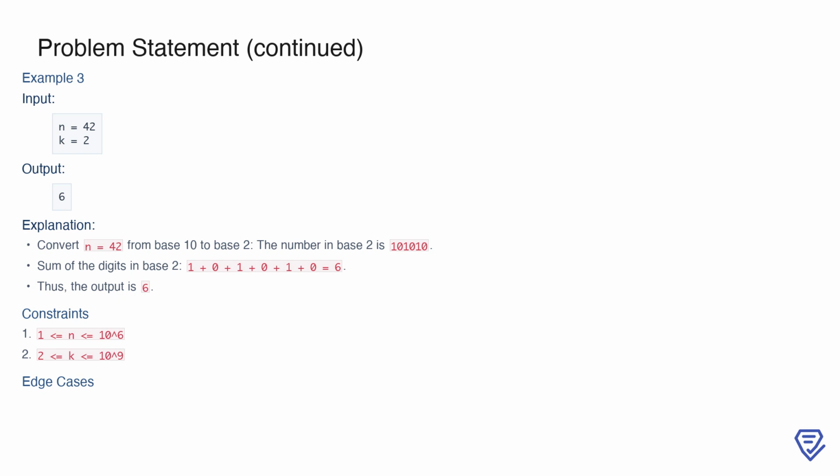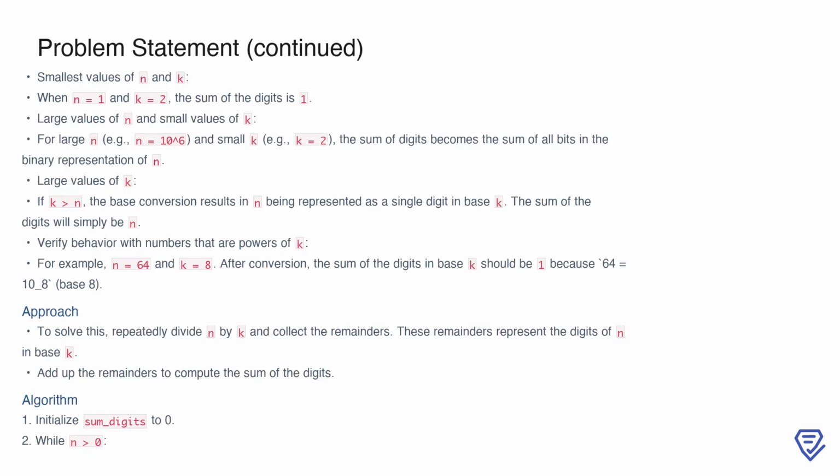Additionally, it's important to note some constraints for this problem. The value of n can range from 1 to 1 million, and the value of k, the base, can range from 2 to 1 billion. These constraints help us understand the size of the input and the range of possible solutions. Edge cases, such as very small or very large values of n or k, should also be considered to ensure the solution works for all scenarios. Considering edge cases is crucial for solving this problem.